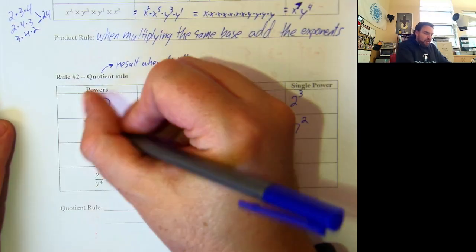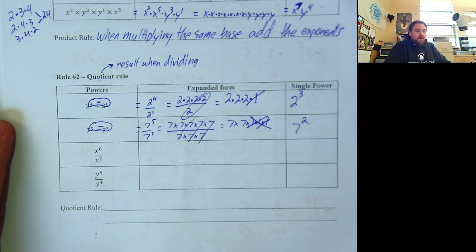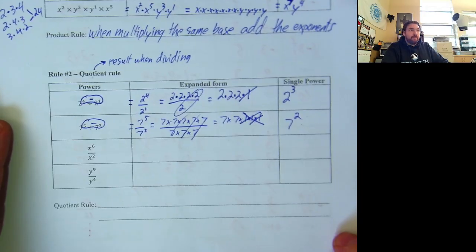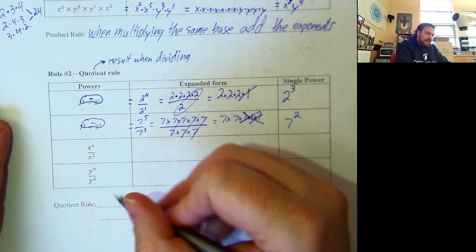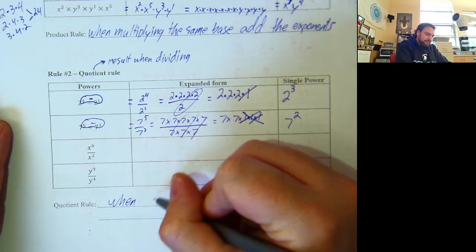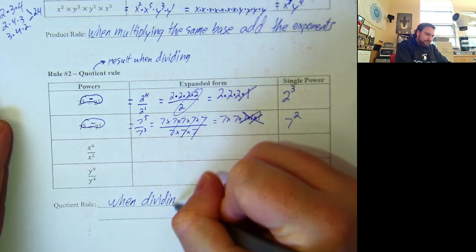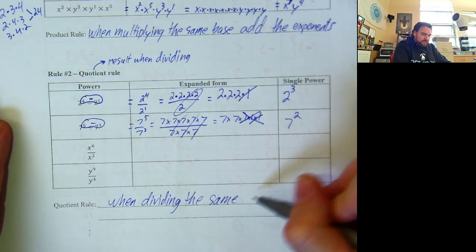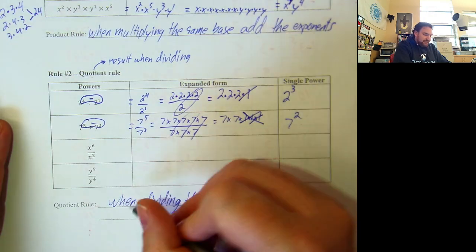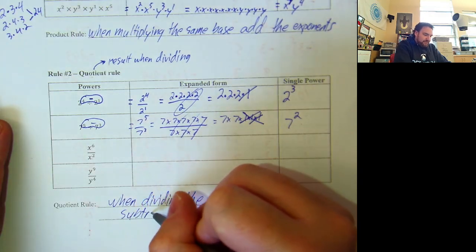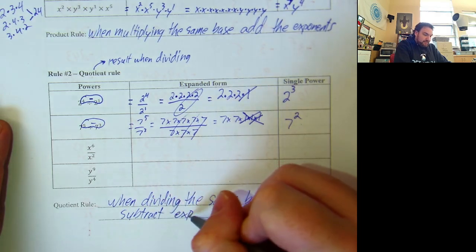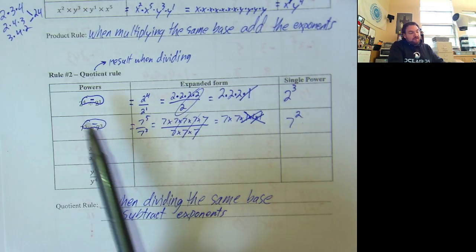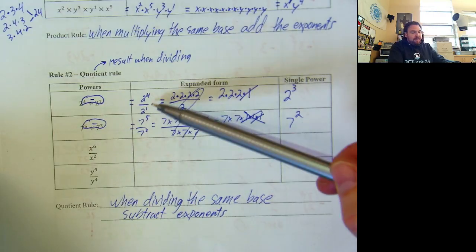So what's the rule when dividing, Manraj? When dividing the same base, subtract the exponents. And it's always first minus second, or top minus bottom.